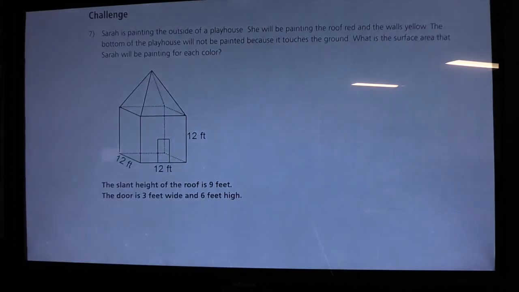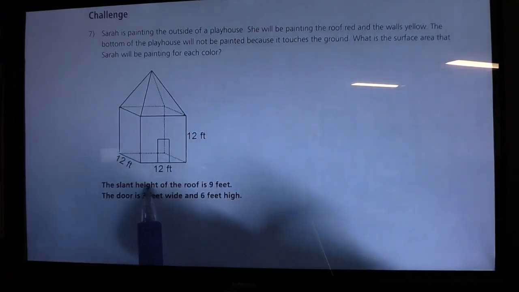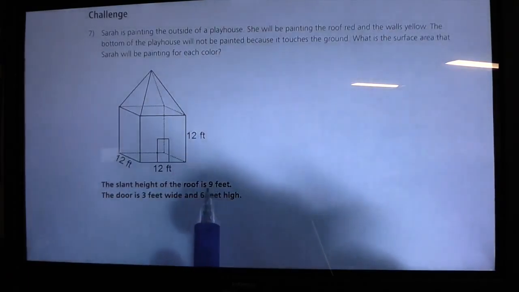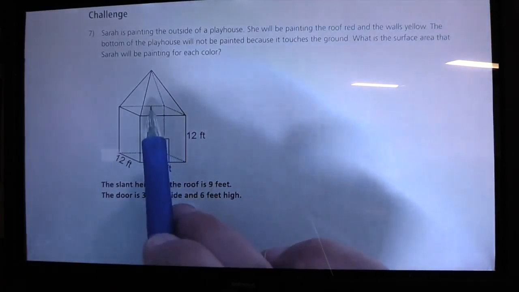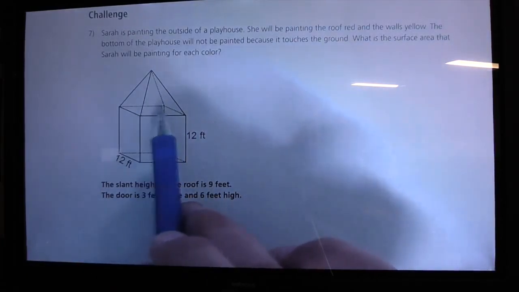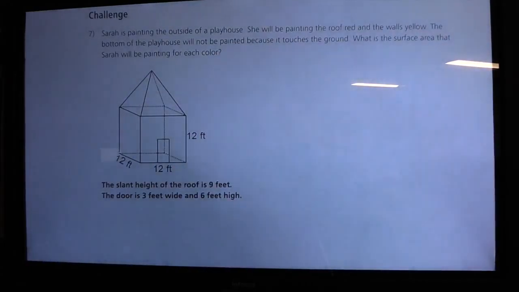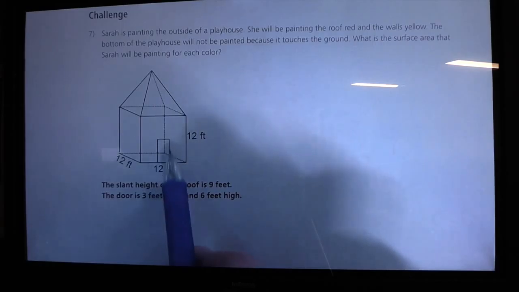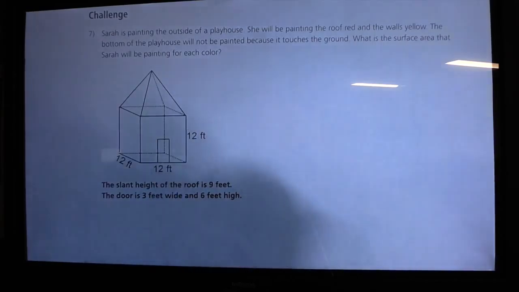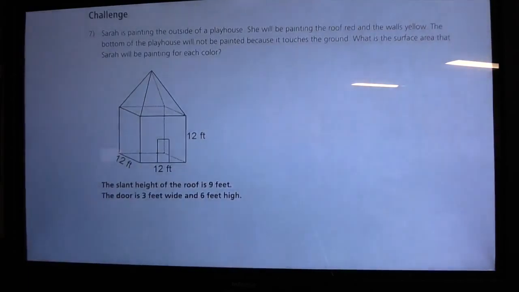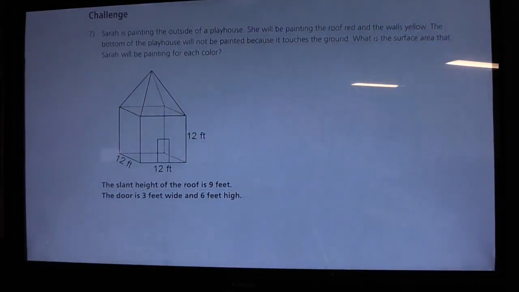Now we have some additional information down here. It tells us that the slant height of the roof is 9 feet. So from the base of the roof to the peak is 9 feet. And the door is going to be 3 feet wide and 6 feet high. And she's not painting the door, so we'll have to figure out a way to deal with that.